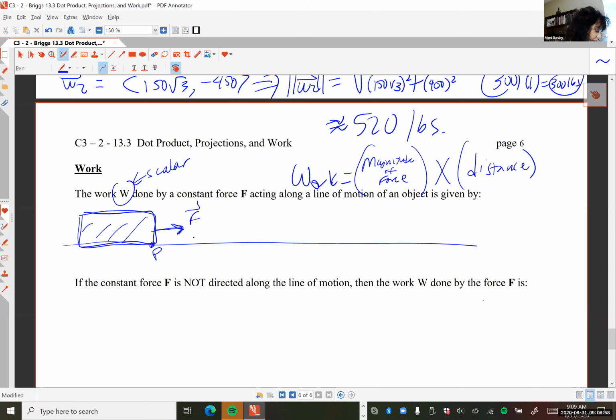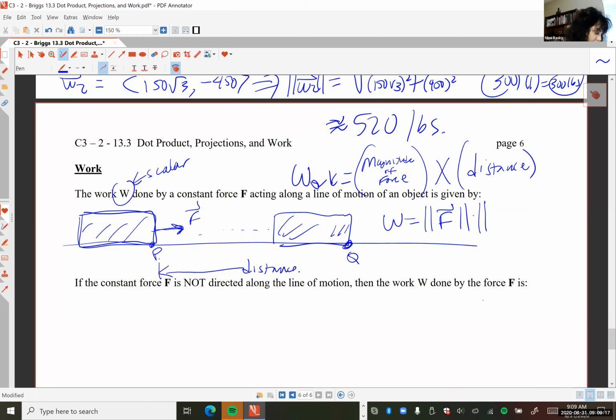So here, if we were able to move this rock to say way over here, so that the point P ended up over here at the point Q, work would be the magnitude of the force that we're pulling times the magnitude, since from here to here is distance, of the PQ vector. That would give us the distance, okay?